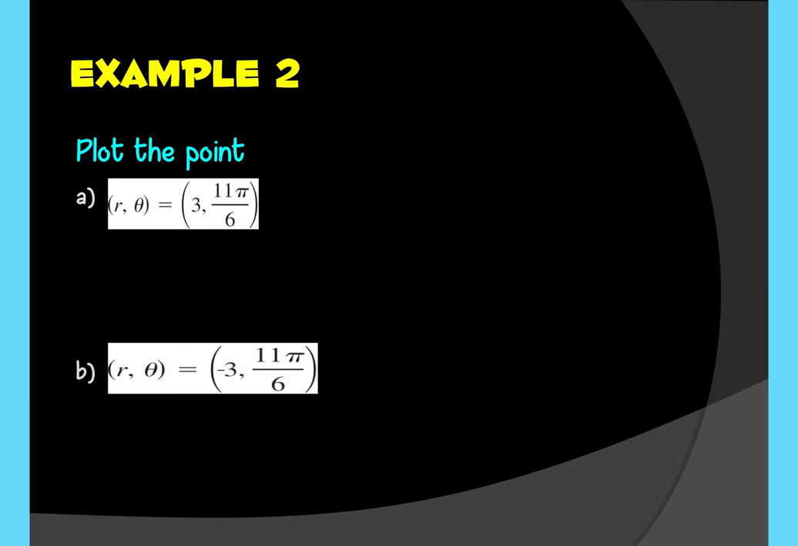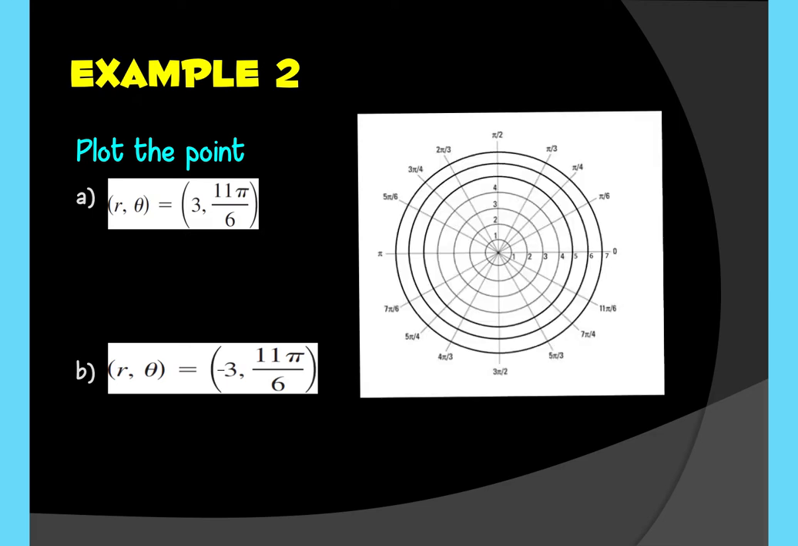Okay, you do A, and then I'm going to do B with you. All right, so 11 pi over 6 is the angle in that fourth quadrant. 3 means go out to the third ring, and that would be 3, 11 pi over 6. Raise your hand if you got it right. Okay, good.